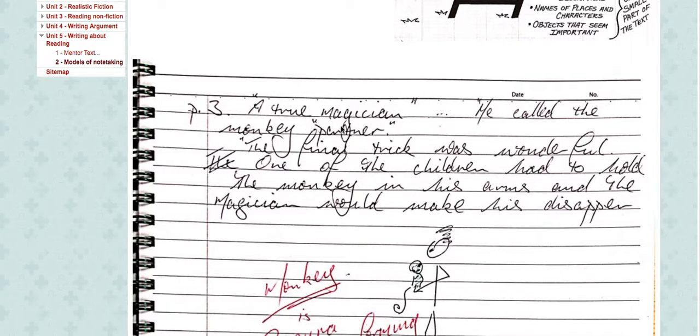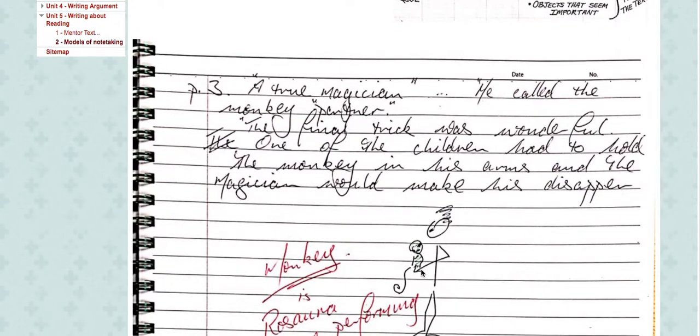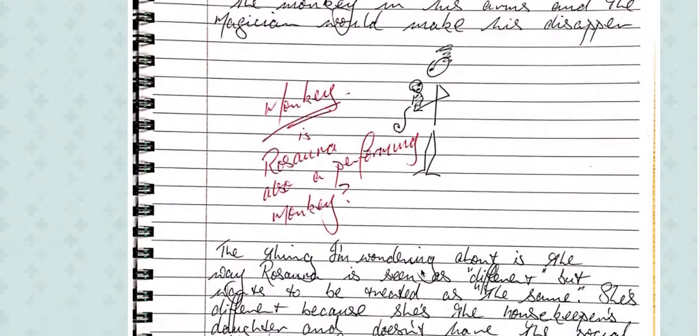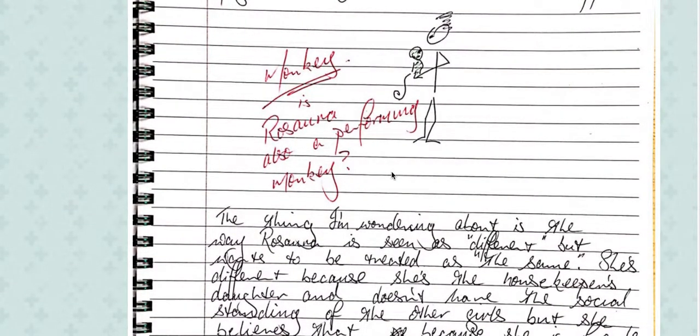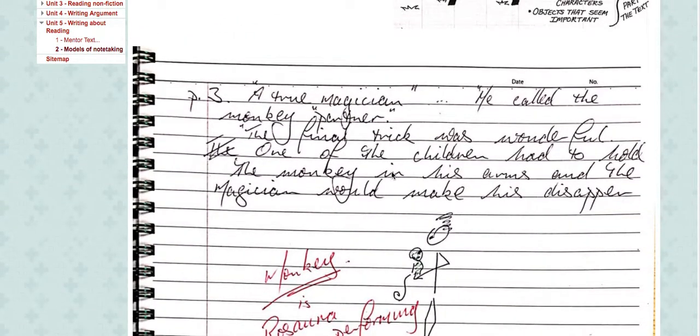I'm fascinated by this magician. And so I noticed on page 3, remember I put the page number, on page 3, a true magician. He called the monkey partner. Really interested in the magician as someone who can kind of change things. There's something going on in this story about can our heroine, can Rosaura, can she have a different kind of life, or is she stuck being the helper's daughter? Is she stuck being the housekeeper's daughter?